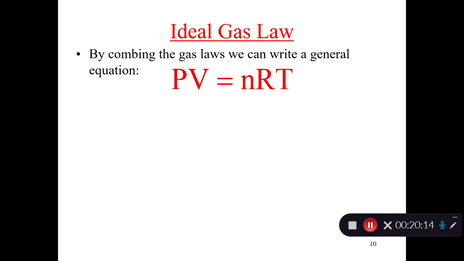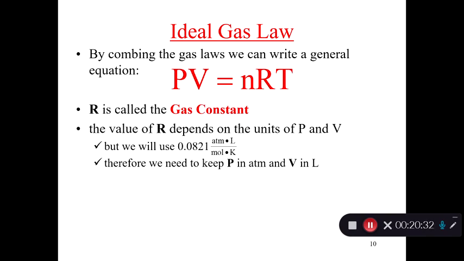PV is equal nRT. Whenever we say PV is equal nRT, pressure, volume, and temperature, just three factors that we know them. N is number of moles, amount of gas, quantity, and R is a gas constant. And R always reported like this: 0.0821 atmosphere liter per mole Kelvin.